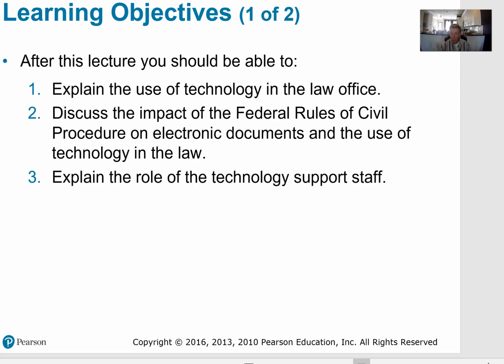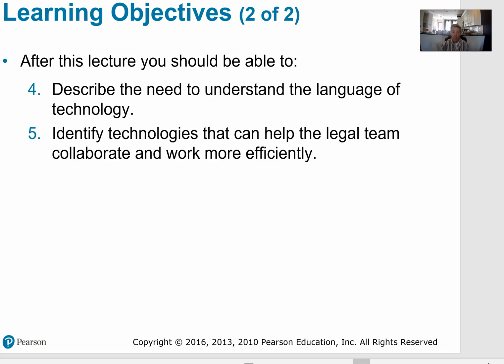Learning objectives. After this lecture, you should be able to: 1, explain the use of technology in the law office; 2, discuss the impact of the Federal Rules of Civil Procedure on electronic documents and the use of technology in the law; 3, explain the role of the technology support staff; 4, describe the need to understand the language of technology; 5, identify technologies that can help the legal team collaborate and work more effectively.